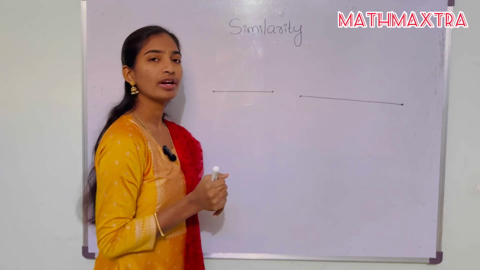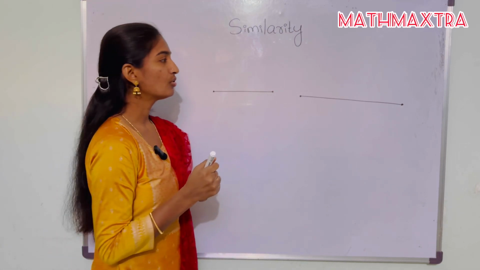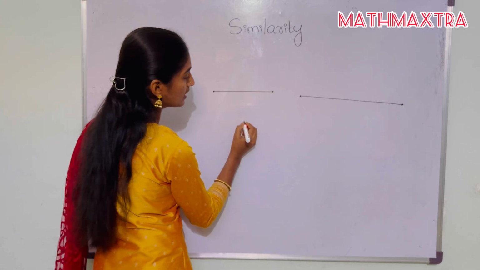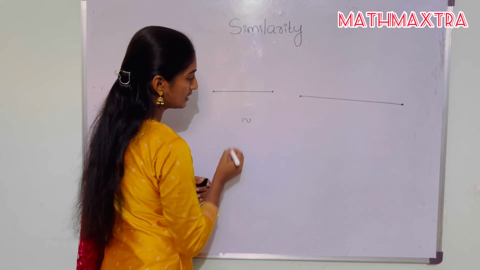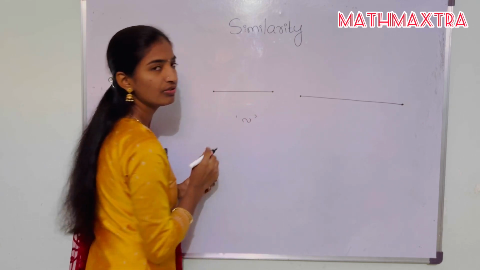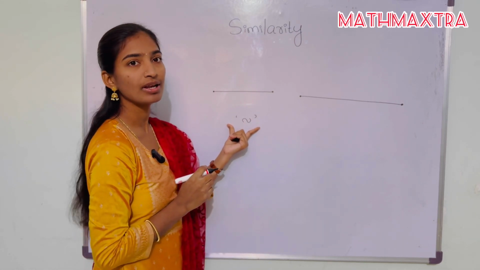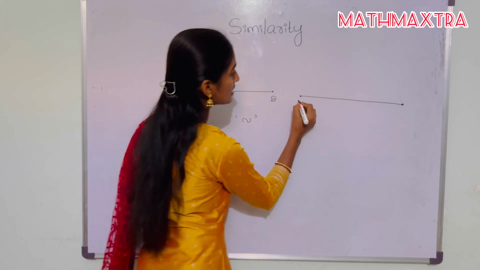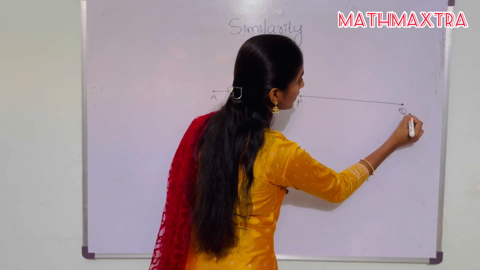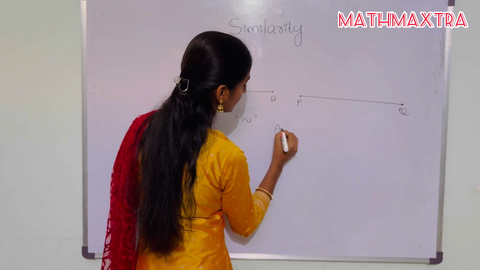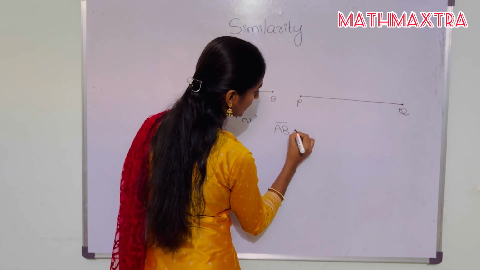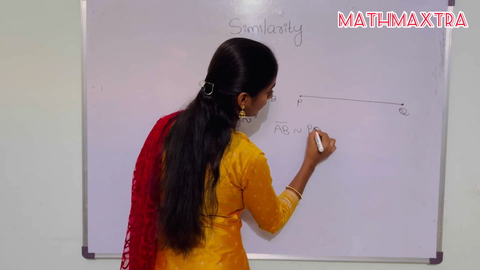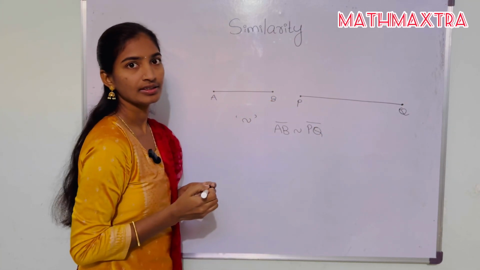How can we represent similarity? We represent similarity with a symbol like this. This is the symbol we use for similarity. This is line segment AB. This is line segment PQ. So how do we write? Line segment AB is similar to line segment PQ, isn't it?